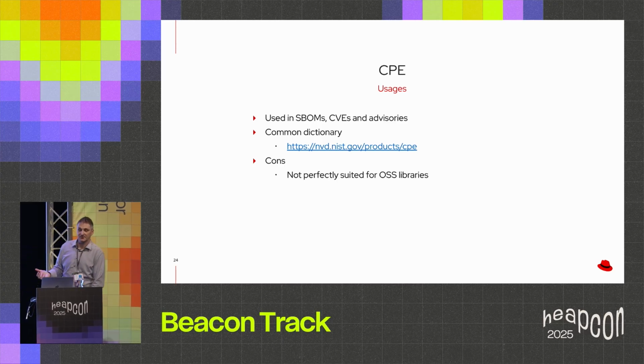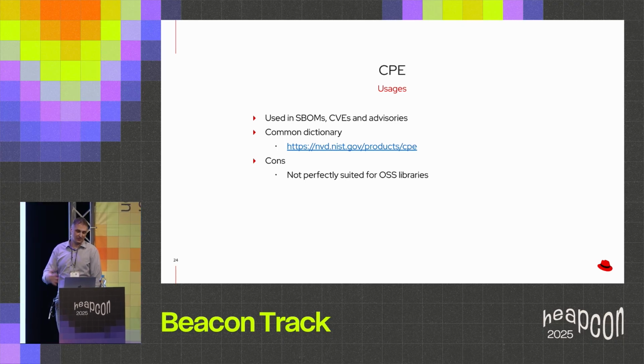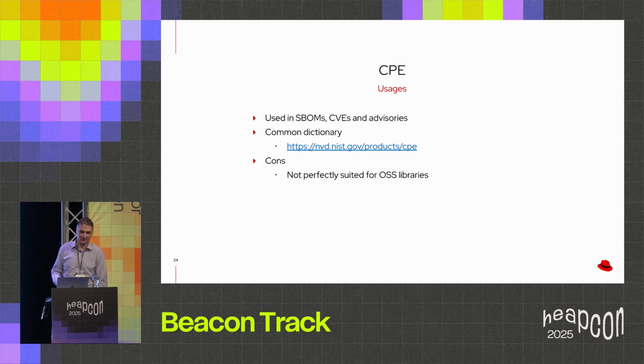Today it's still used. It's more used to define the products as wholes. There's also a nice dictionary that you can go and see about all commonly used software products, commercial software products, that are out there and that are being mentioned in the CVE world.